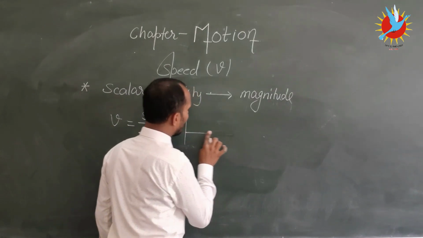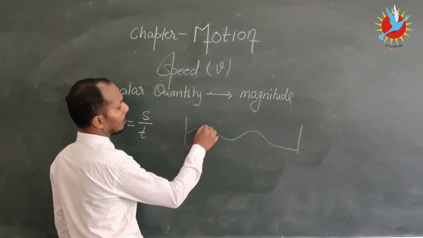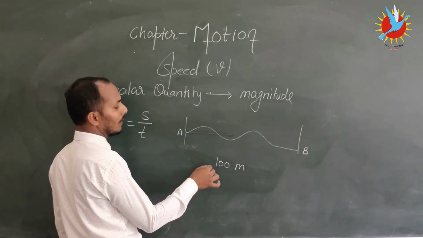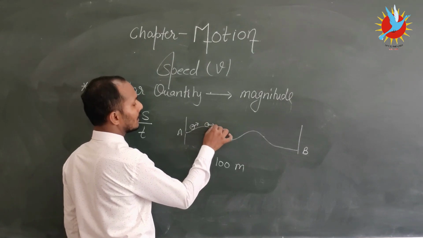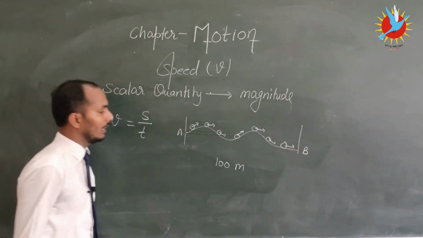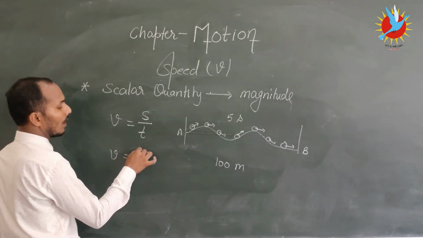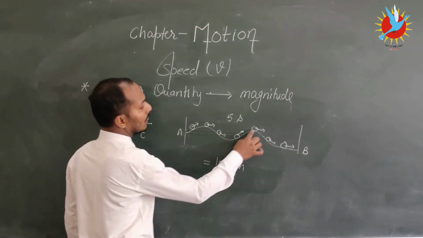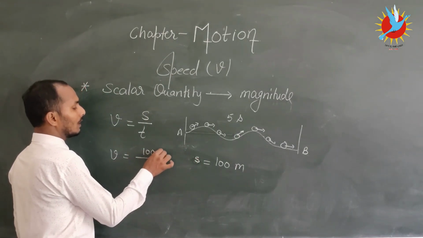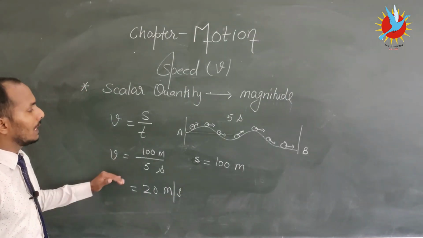Suppose there is a body which is moving on this path. Consider that the exact path is 100 meters, and the total time taken by the body is 5 seconds. Then the speed of the body is: distance is the actual path covered, which here is 100 meters. So 100 meters divided by 5 seconds becomes 20 meters per second. This is the speed of the body.